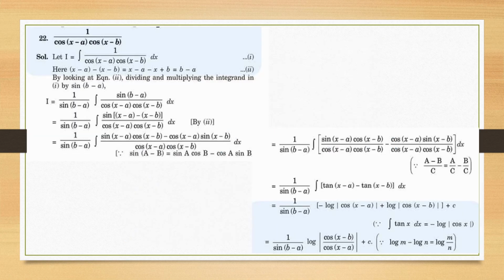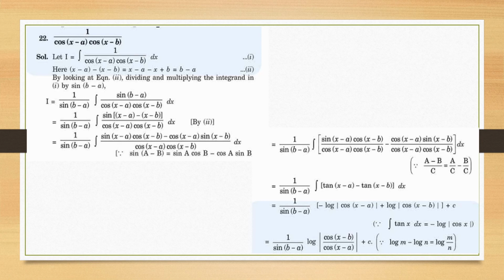Now number 22 is 1 upon cos x minus a, cos x minus b. So there are also 4 types of questions, right? One is 1 upon cos x minus a, cos x minus b; 1 upon sin x minus a, sin x minus b; 1 upon cos x minus a, sin x minus b; 1 upon sin x minus a, cos x minus b, right? Now there is a methodology for how to execute such questions.